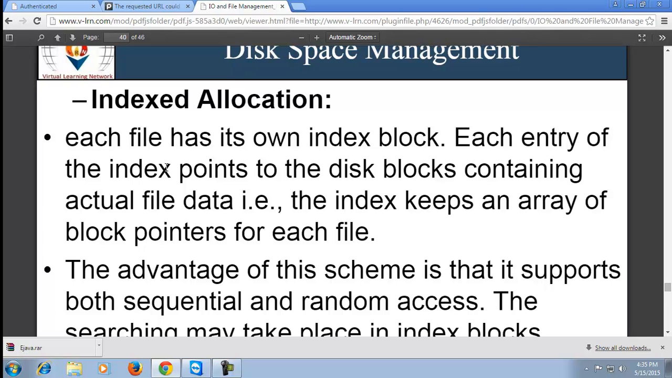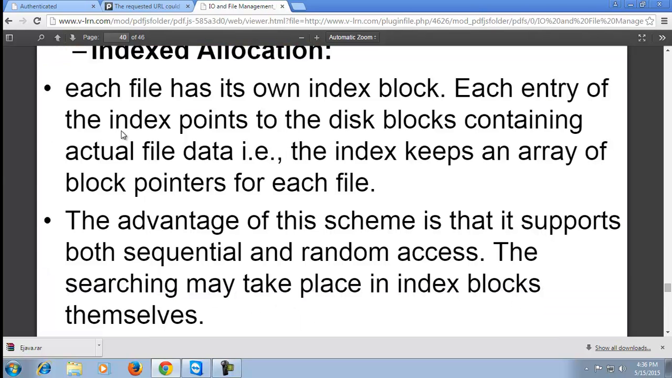The advantage of this scheme is that it supports both sequential and random access, which helps us to access the file both ways and retrieve the content in the same manner. The searching may take place in the index block itself.